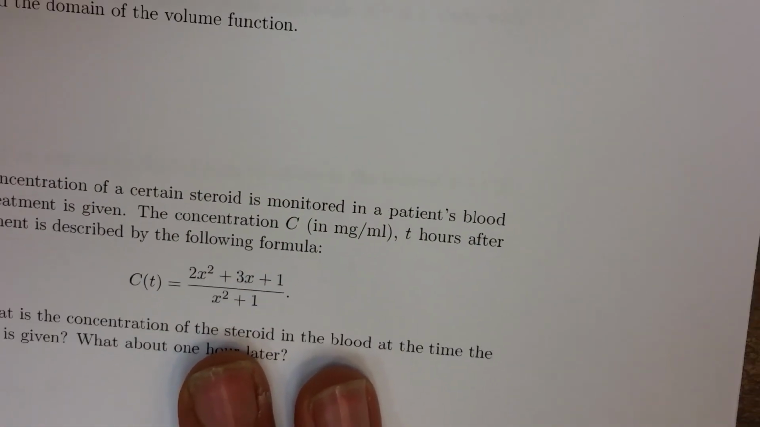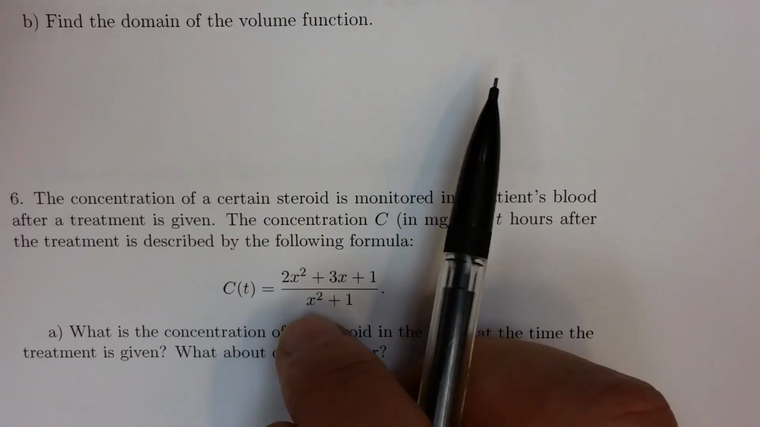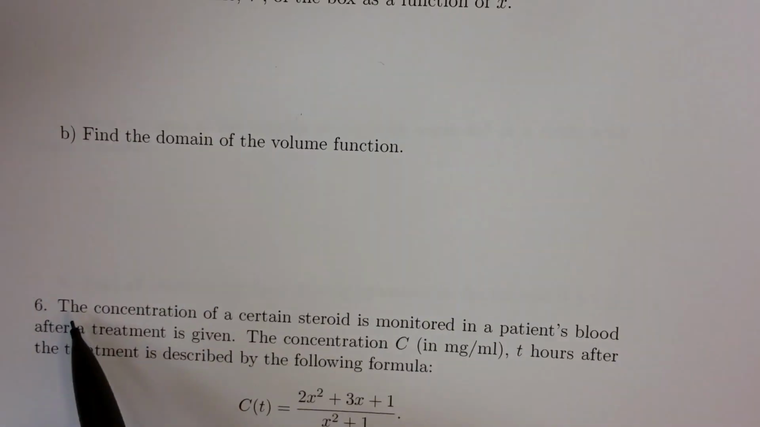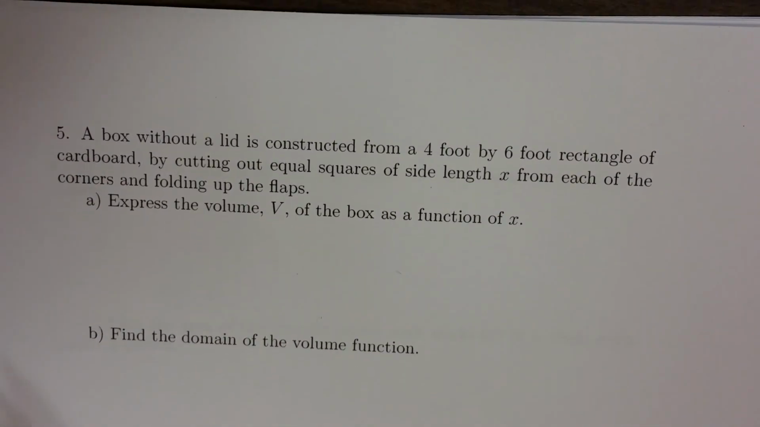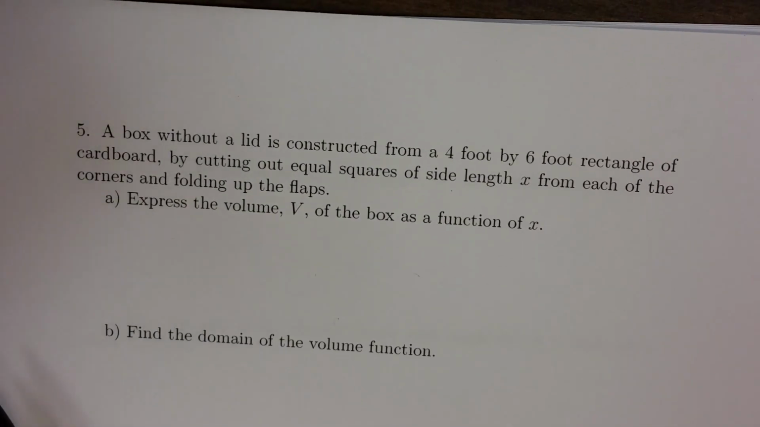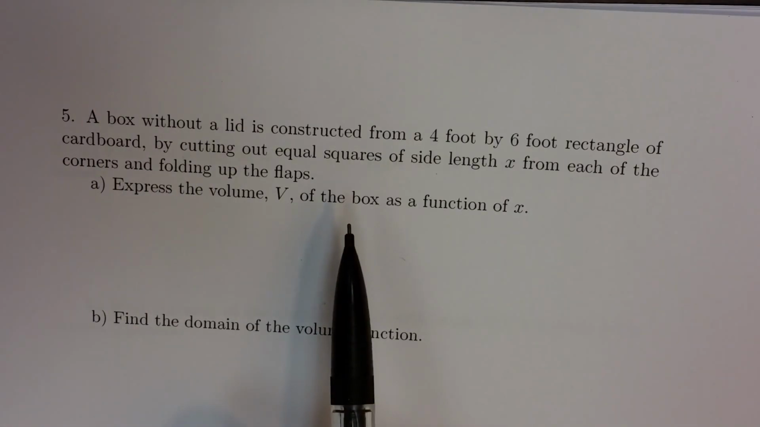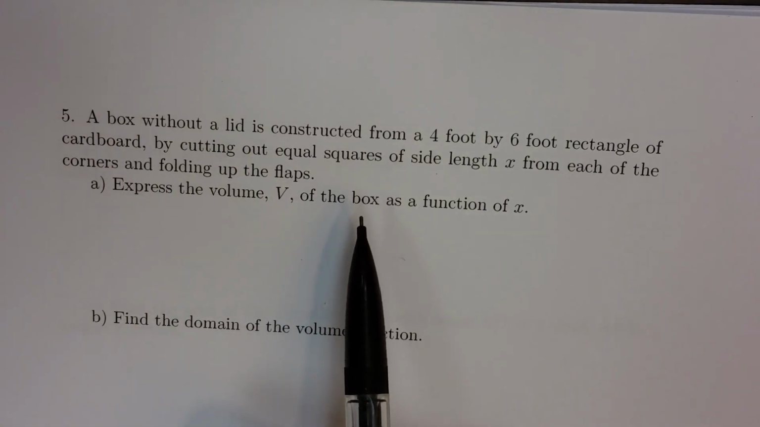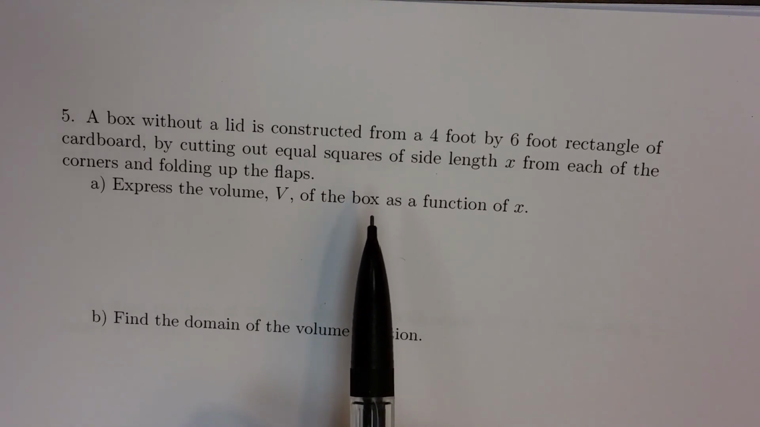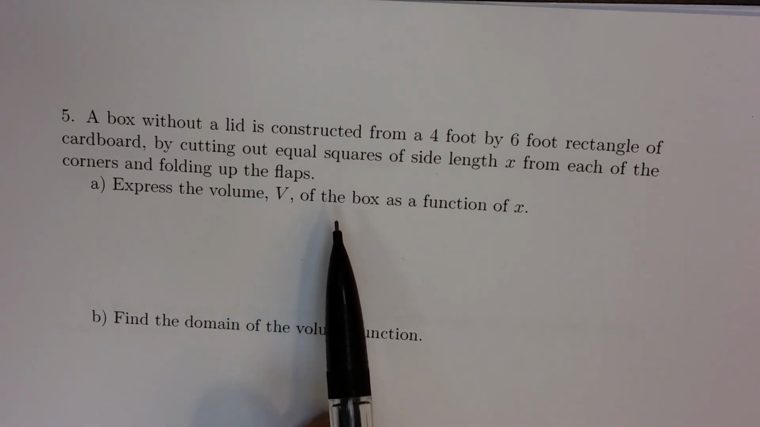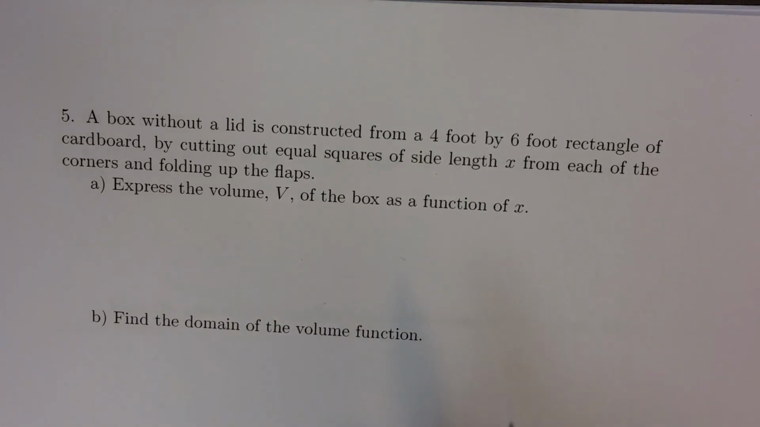So, question number 5. A box without a lid is constructed from a 4-foot by 6-foot rectangle of cardboard by cutting out equal squares of side length x from each corner and folding up the flaps. Express the volume V of the box as a function of x.